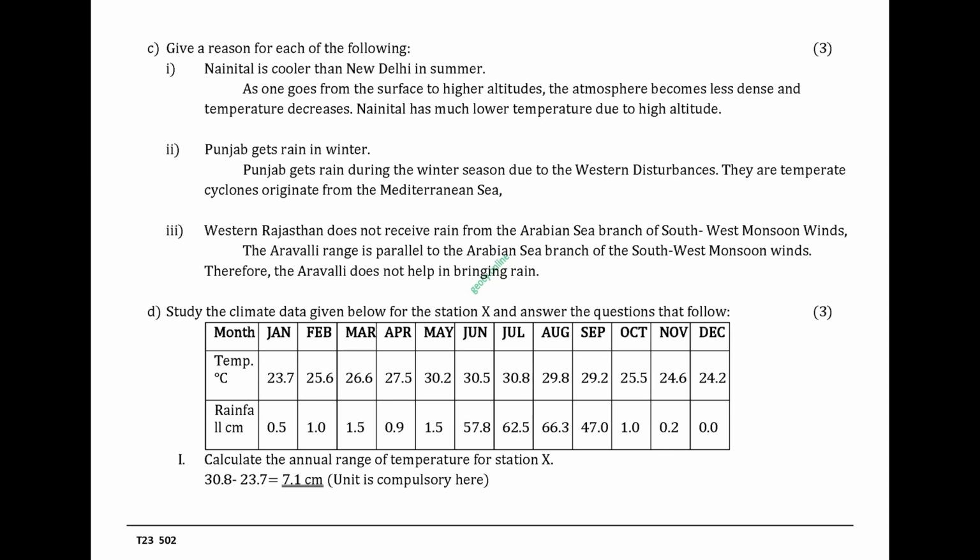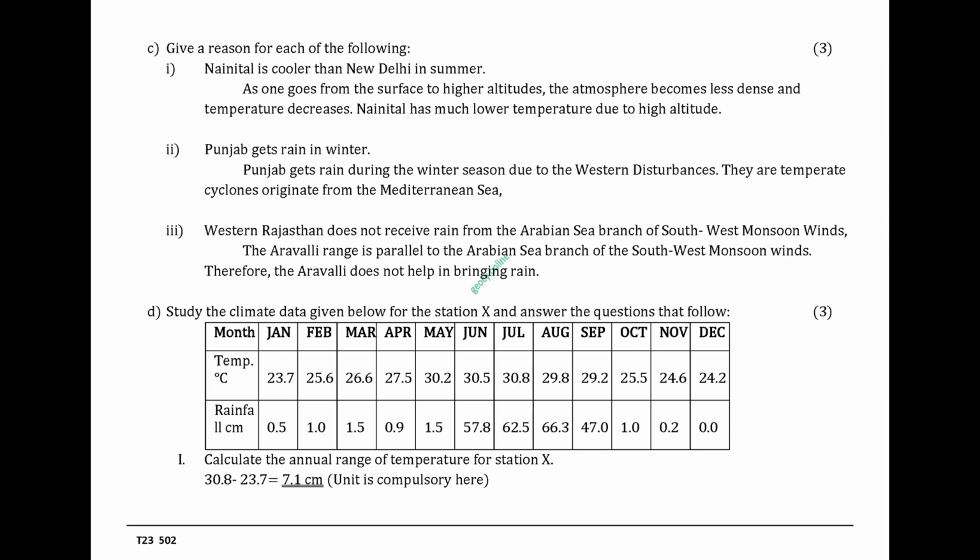They are temperate cyclones that originate from the Mediterranean Sea. Western Rajasthan does not receive rain from the Arabian Sea branch of the southwest monsoon winds. The Aravalli range is parallel to the Arabian Sea branch of the southwest monsoon winds. Therefore, the Aravalli does not help in bringing rain.